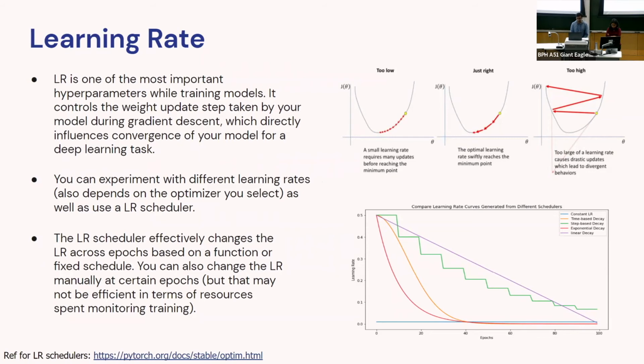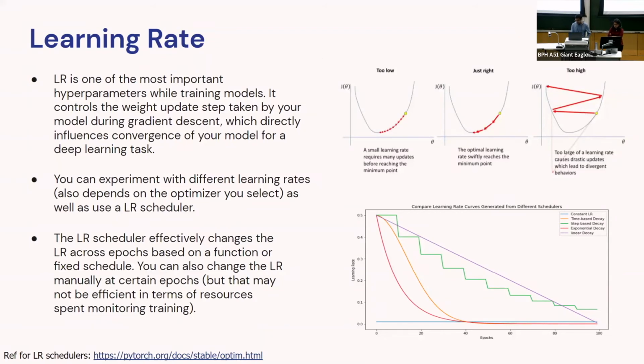The scheduler effectively changes the learning rate across epochs with a fixed schedule. Like Swati was saying, you could probably use a step learning rate scheduler. That's one of the most basic, fundamental ones to use, where you wait for a certain number of epochs and then reduce the learning rate by a factor. And you have more complicated ones like reduce LR on plateau, which essentially reduces the learning rate based on a certain metric when that metric starts plateauing or decreasing, with a certain amount of patience. The patience determines how long you have to wait for a metric to plateau before you decrease the learning rate by a certain factor.